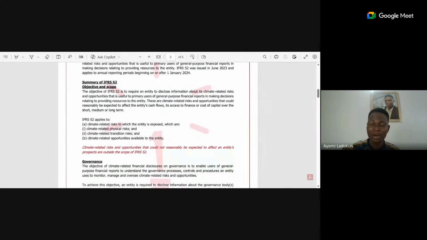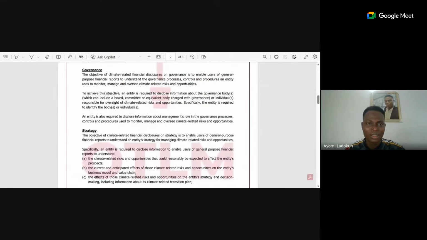So in SBR, if we create a scenario where the examiner says there are some climate related risks and opportunities that the entity has assessed are not going to affect their business prospects, but they are wondering whether that should be disclosed, then you tell the examiner that in line with IFRS S2, the scope is actually this. However, climate related risks and opportunities that could not reasonably be expected to affect the entity's prospects are outside the scope of IFRS S2. So let's look at the core content again.